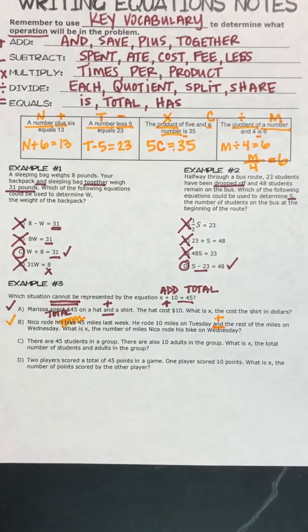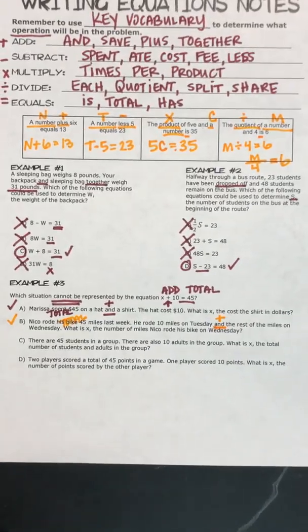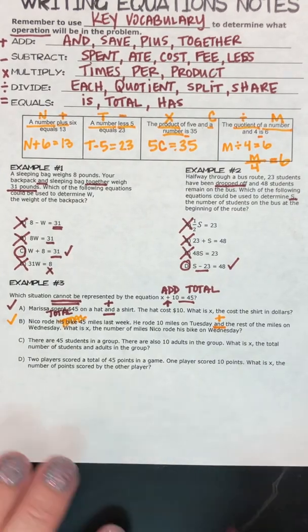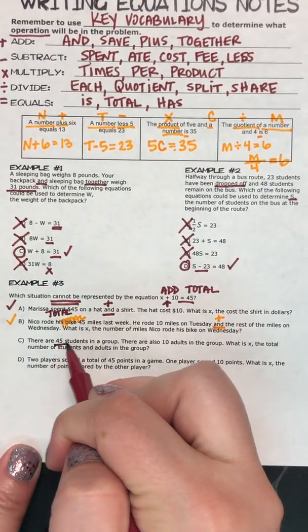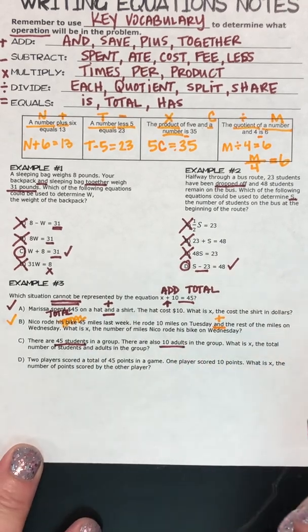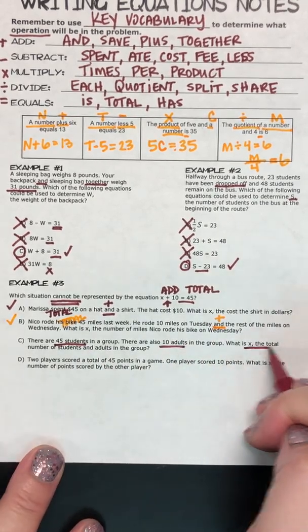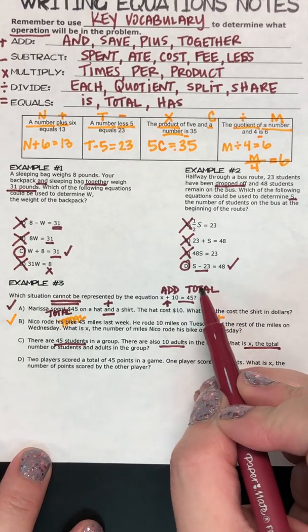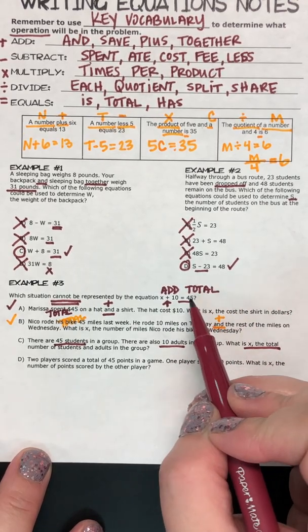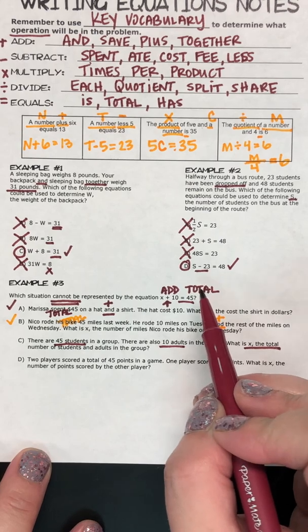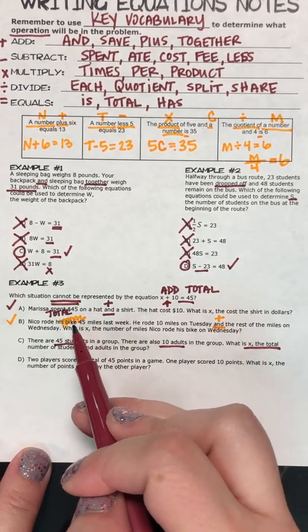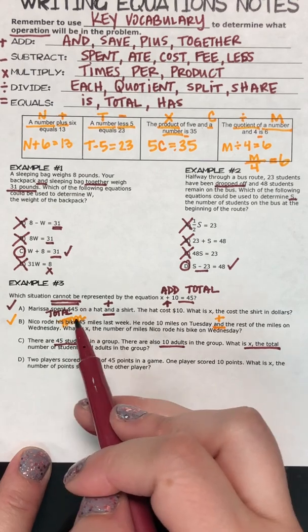Again, we are looking for one that is not correct. All right, letter C, it says there are 45 students in a group. There are also 10 adults in the group. What is X, the total? So in this case, is 45 the total? Because we need 45 to be the total to match this equation. So here we spent 45, that was our total. Here he rode 45 miles, that was our total.